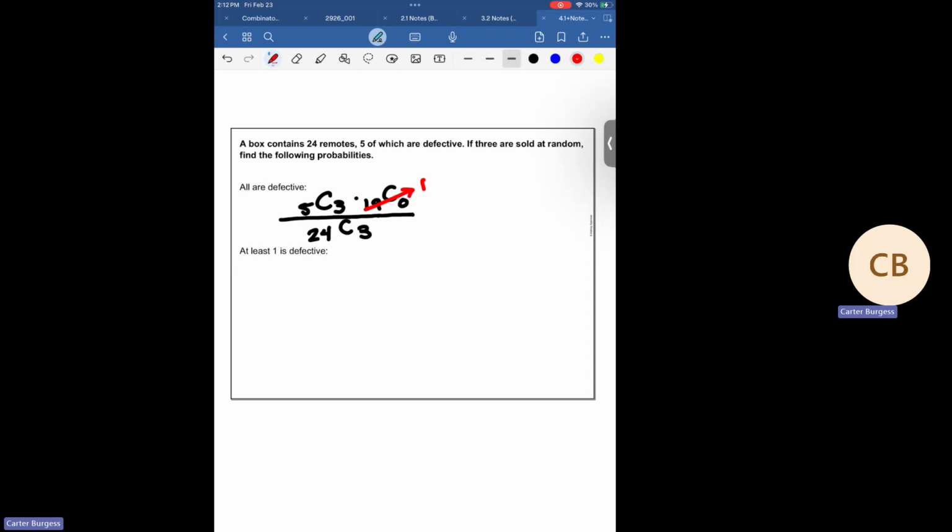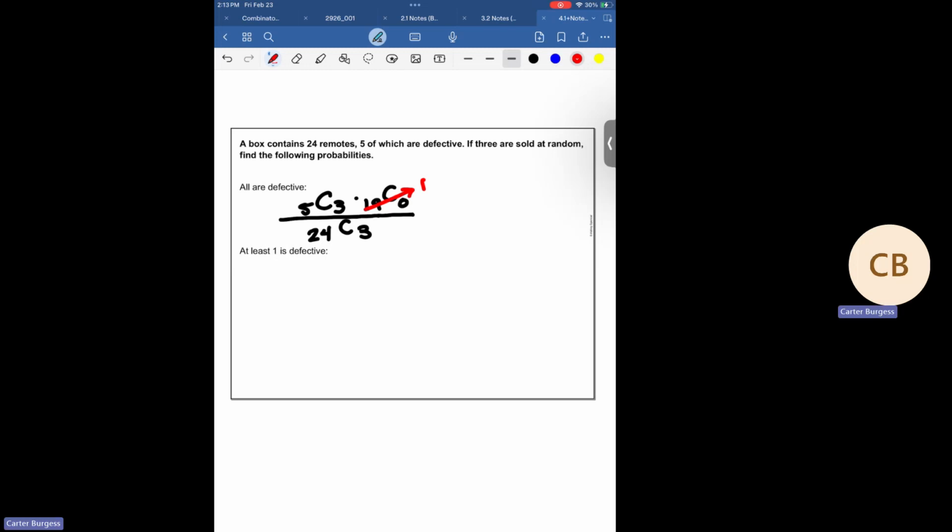Quick question. Yeah. So, look at the fact that 5 are defective and 3 are sold at random. You want to sell 3 of the 5 defective, and you want to sell 0 of the 19. Yeah. But my question is, why is 5C3 times 19C0 the numerator? And why is 24C3 the denominator? Why did you arrange it like that? So what does 24C3 represent? What does 24 choose 3 represent?